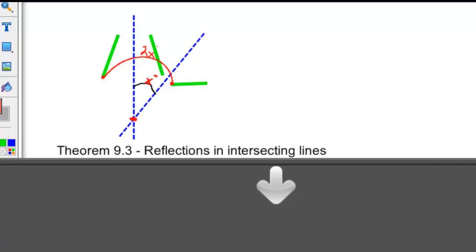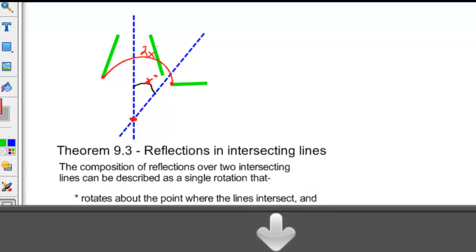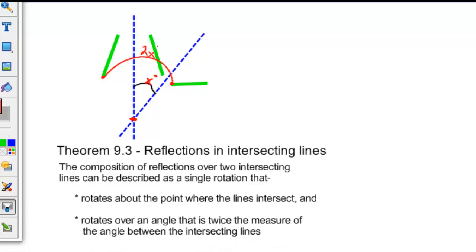So in theorem form, Theorem 9.3, reflections in intersecting lines: the composition of reflections over two intersecting lines, different than Theorem 9.2 where the lines were parallel, can be described as a single rotation that first of all rotates about the point where the lines intersect, and second of all rotates over an angle that is twice the angle measure of the angle between the intersecting lines. So we'll be looking at some problems that deal with these compositions of functions in the very near future.